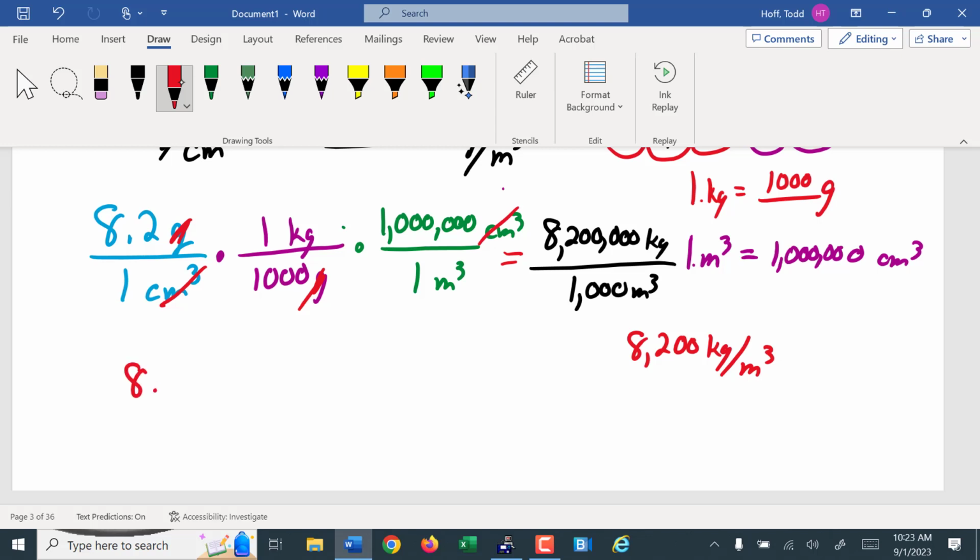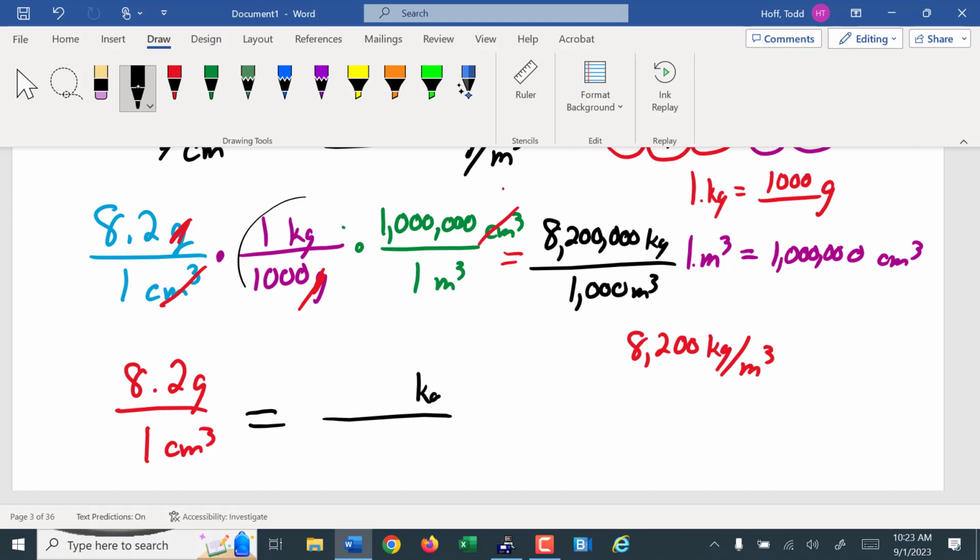Taking my 8.2 grams over 1 cubic centimeter, rather than doing the conversion factors like we did here, which I think is the safest way of doing it, if you start to get comfortable with metric units, you can just move the decimal points. I can turn my grams into kilograms. That was 3 spots to the left on the chart. My decimal point has to go 3 spots to the left. Filling in zeros, that would be 0.0082 kilograms.